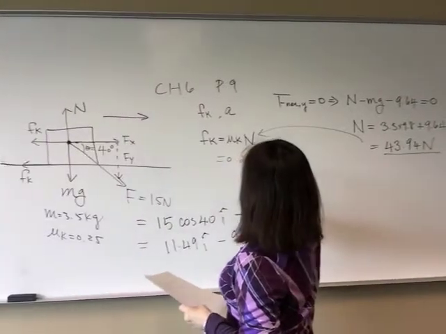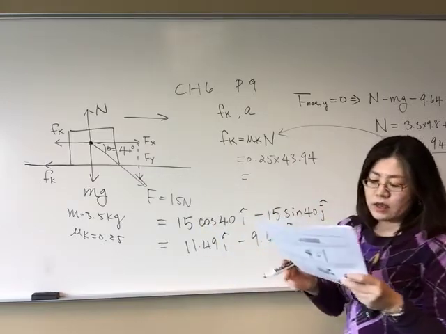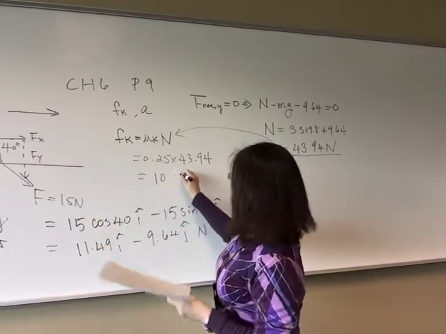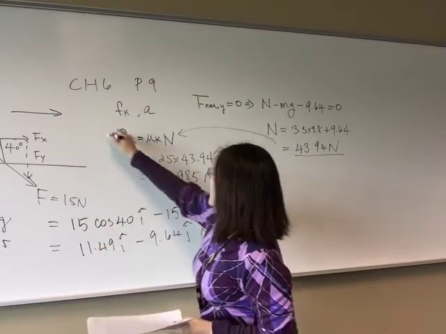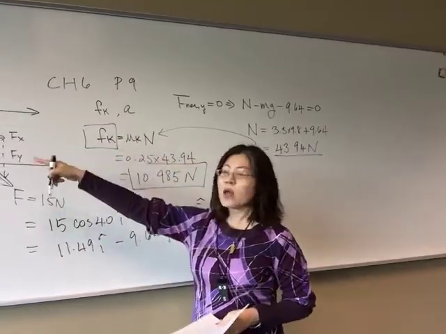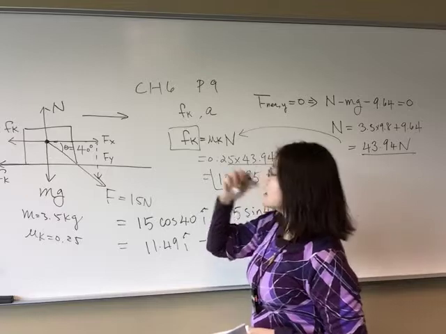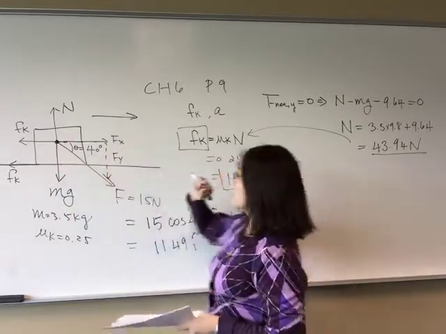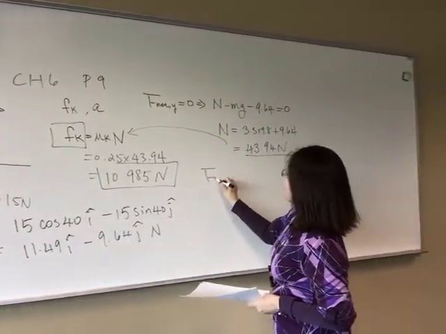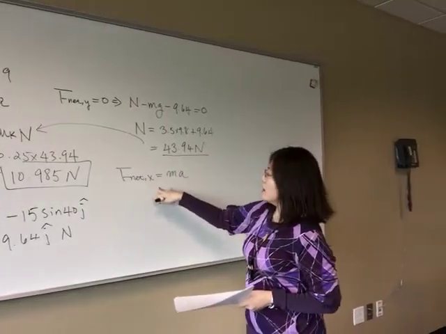Once you have the normal force, plug it into this equation. You have 0.25 times 43.94, and you should have your Fk. So your Fk has a magnitude of 10.985 Newton. You have the horizontal force acting in the leftward direction, and you have the positive rightward direction coming from the external force. So the net force in the horizontal direction, using Newton's second law, will give rise to acceleration.